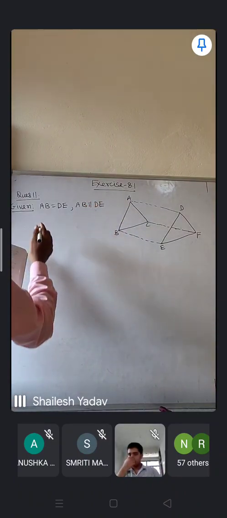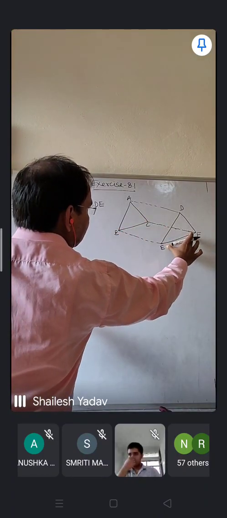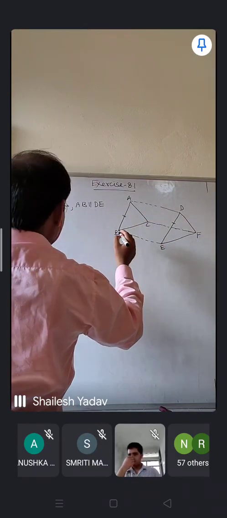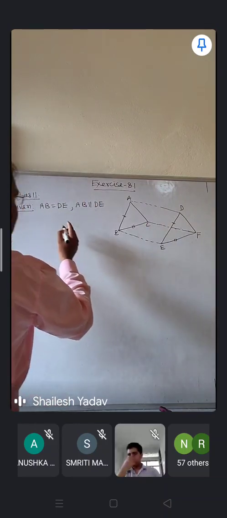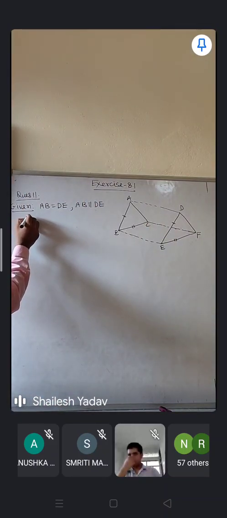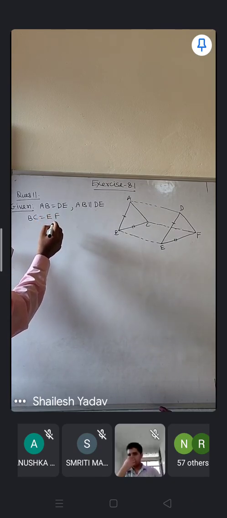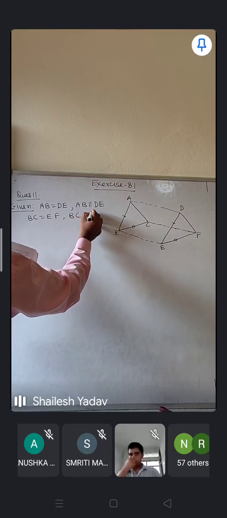Next, it is again given that BC equal to EF. BC is here and EF is here. So you are given that AB and DE are equal in the question, and it is also given that BC and EF are also equal. So here you will write in the given BC equal to EF, and BC is also parallel to EF.